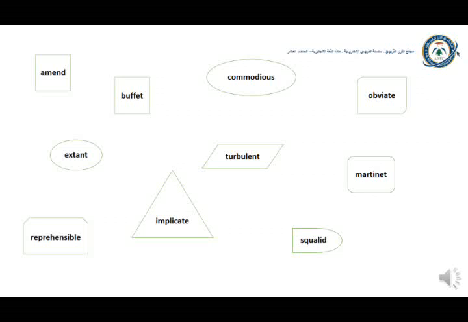First, let's get introduced to the 10 new words of set A. Amend, buffet, commodious, extant, implicate, martinet, obviate, reprehensible, squalid, and turbulent. Now let's see how these words can be used in sentences.